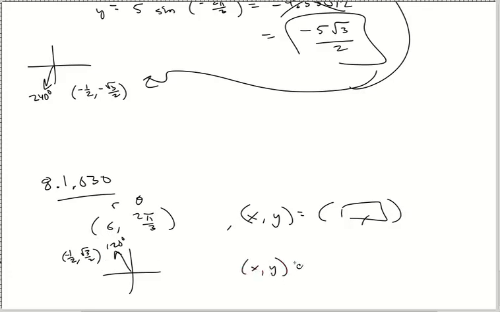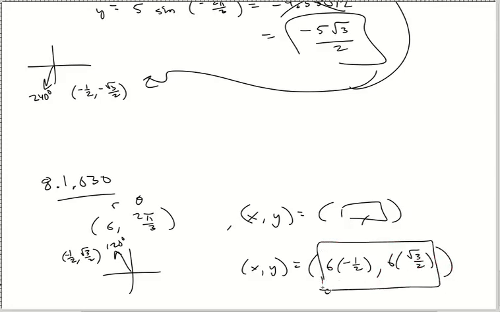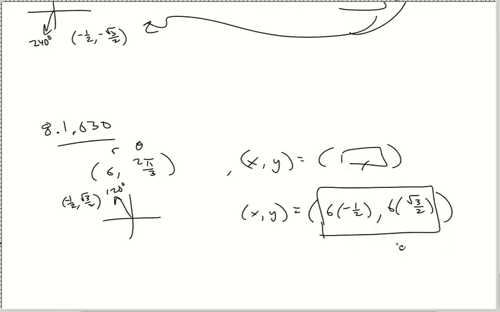So x comma y is equal to, I got 6. Actually, I'm going to do it like this. 6 times the negative 1/2. And then 6 times the positive square root 3 over 2. And there you go. Notice that I don't simplify because you don't need to. We're in WebAssign. Okay.